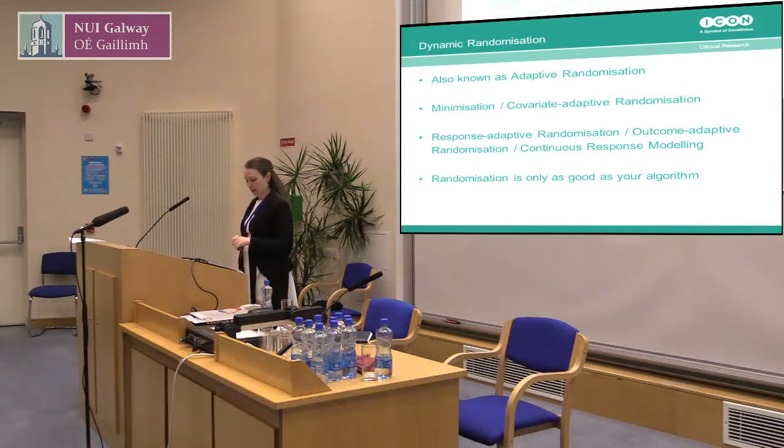But it requires a response that has a really short time compared to the recruitment rate, because obviously the longer it takes to get your response measure, your subjects will already be recruited without the benefit of that knowledge to adapt the algorithm. PK data, such as the maximum concentration of the drug or the time to that maximum concentration, are often used, therefore, in these dynamic randomizations.